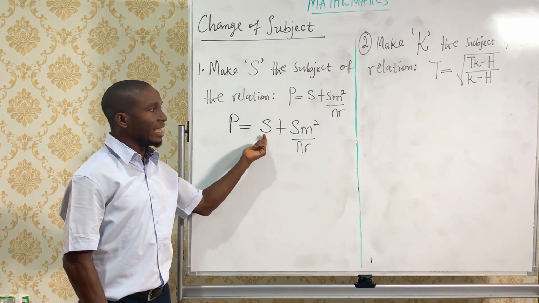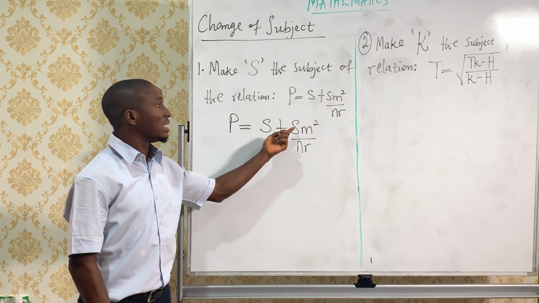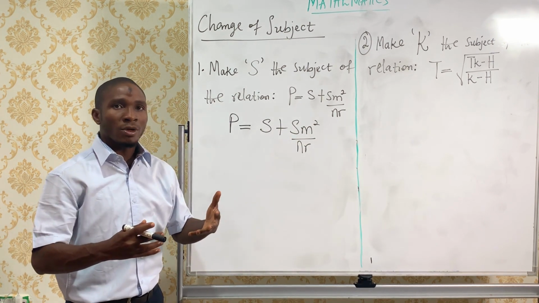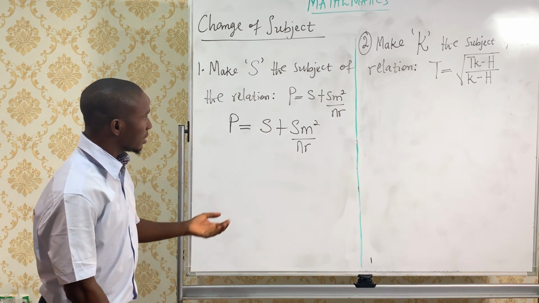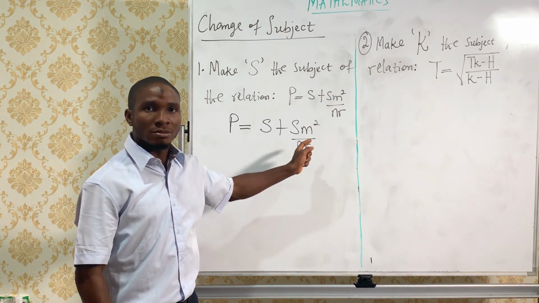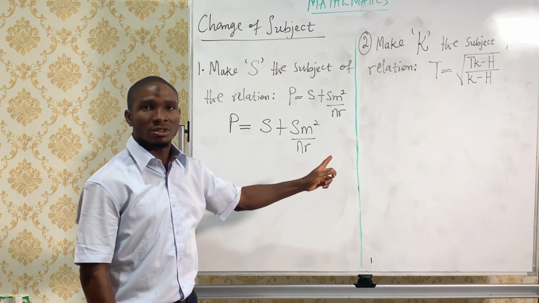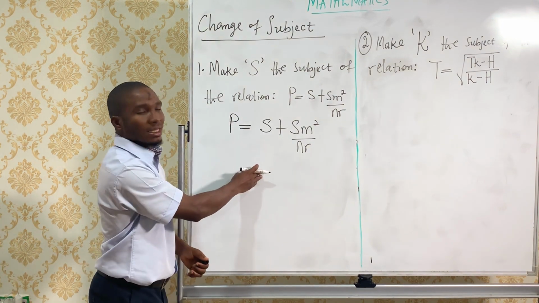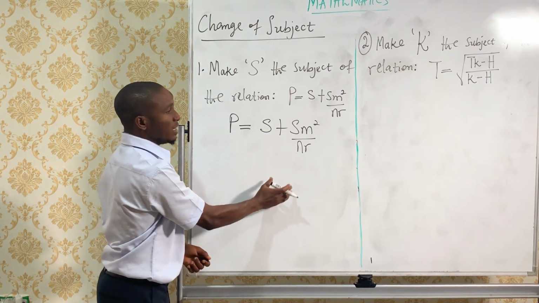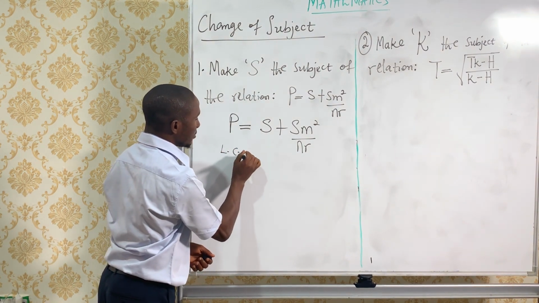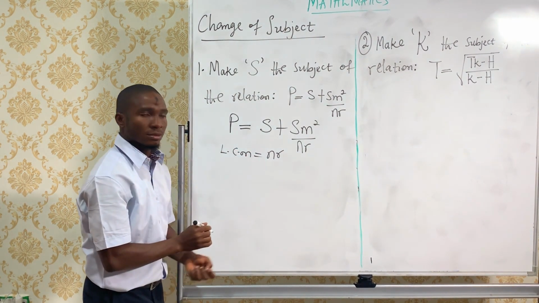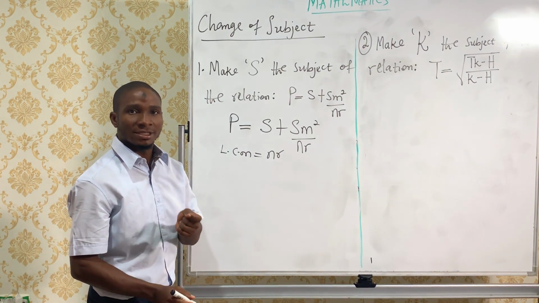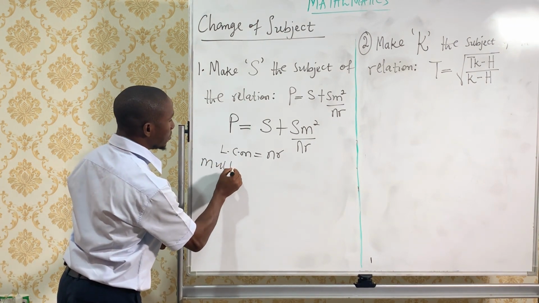When you see this S, it is being attached to another term that has a coefficient. So we should find a way of making S stand alone. If you look at this, it is like a fraction. So the first thing we do is to eliminate this fraction. To eliminate the fraction, you find the LCM. This is like saying S over 1, and this is like saying P over 1. So the LCM will be NR. Then we can multiply both sides by the LCM, which is NR, so as to eliminate the fraction.